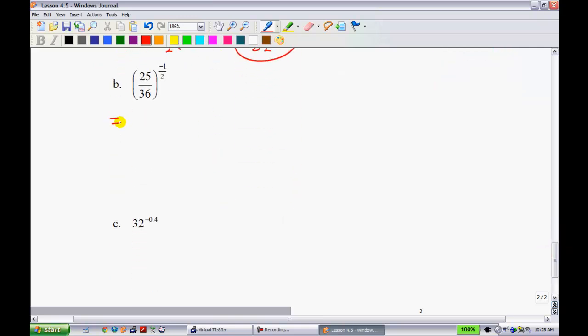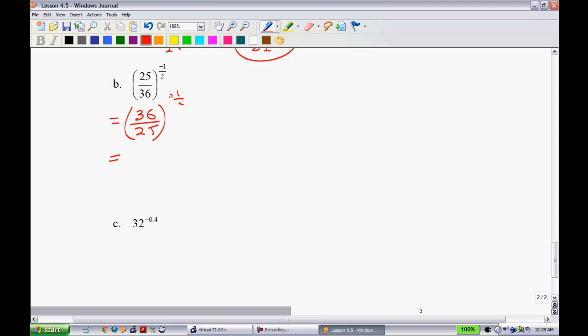Next one we have here for B. Again, this one we have a fraction to a fraction. A lot of students will sometimes get confused. They'll think, oh, do I flip this one or do I flip the base? Always make sure that you're flipping whatever the exponent is being applied to. So this becomes 36 over 25, all raised to the power of 1/2 now. And of course, we know 1/2 just means the square root.